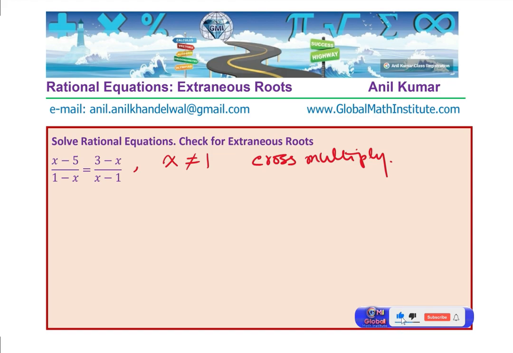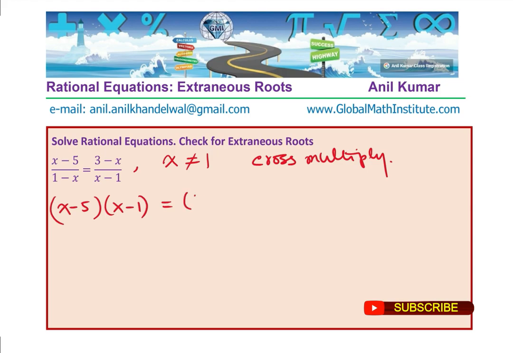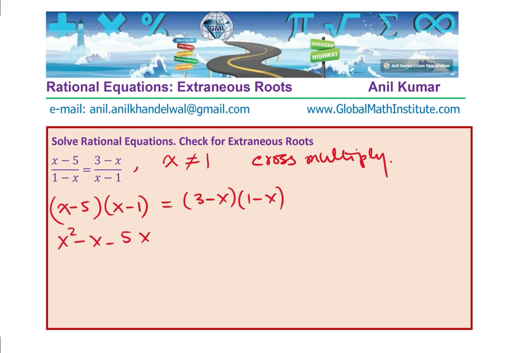Okay, so let us first cross multiply and then simplify. So we have x minus 5 times x minus 1, which is 3 minus x times 1 minus x. Let us expand. We get x squared minus x minus 5x plus 5 equals 3 minus 3x minus x plus x squared, right? Bring all the terms to the one side, let's say constants on the other.